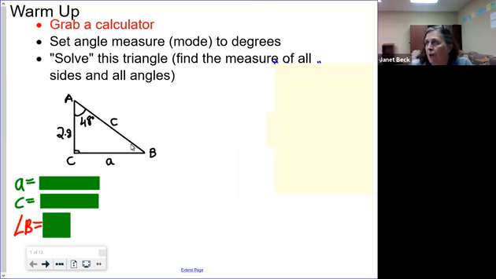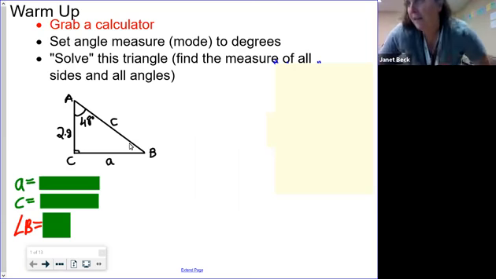We can find the third angle. How? What do we know about the angles of a triangle? Very basic geometry here, guys. They all equal 180 degrees. Exactly. So we can find angle B.